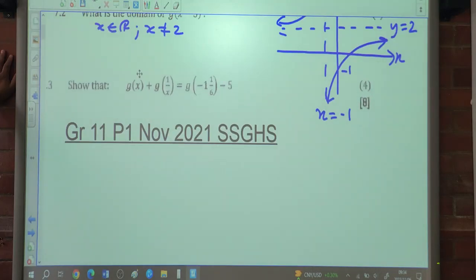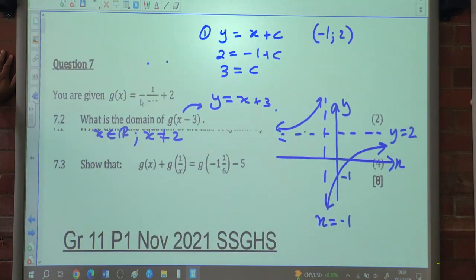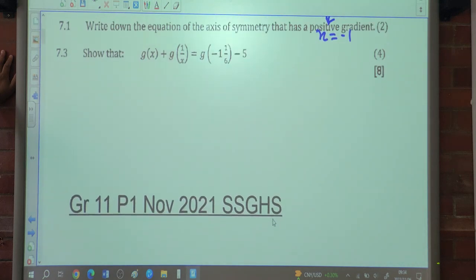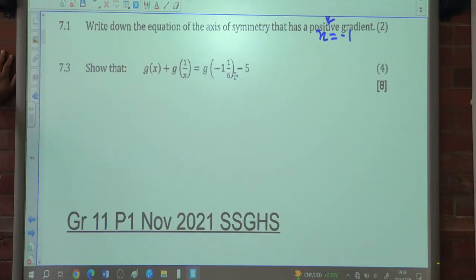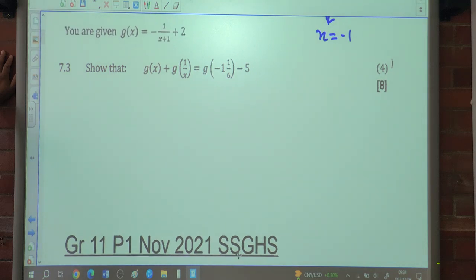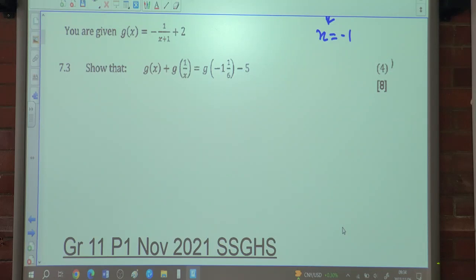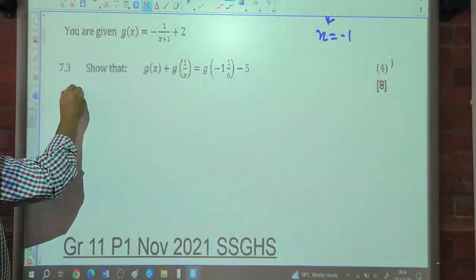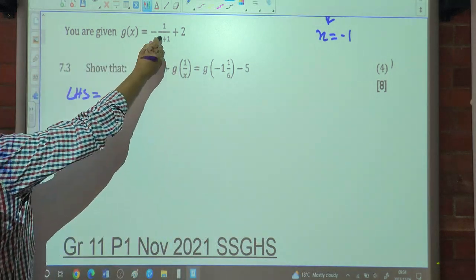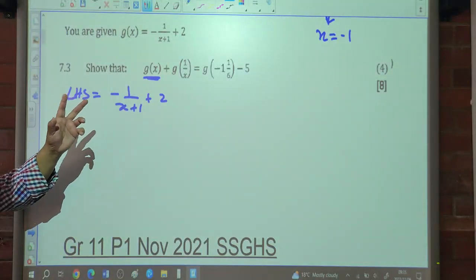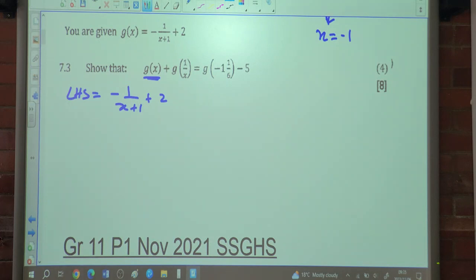Next question, they ask you, of course, to show that this is the case. I'll just pull this down here. And there's your what if, that is what g of x is. So this is what we call an identity. So you must let your left hand side equal the right hand side here. So let's go, the left hand side. What is g of x? G of x is negative 1 over x plus 1, plus 2. What is g of 1 over x? That means to say, wherever I see an x, I'm going to put a 1 over x.